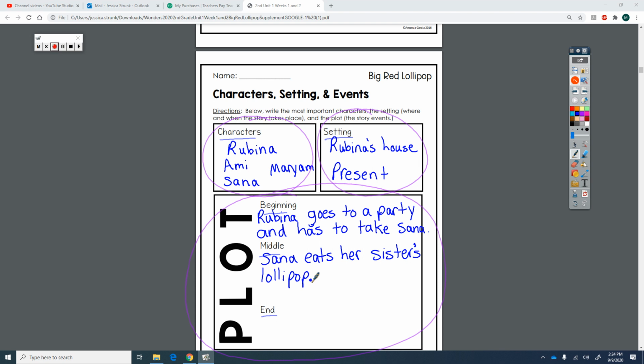That because of the party, how Sana acted at the party, does Rubina get any more invitations, any more invites? No. So we might want to put that in the middle too. We can put more than one important thing if there was more than one, but we don't want to put every little thing that happened, just the very important things. But it was very important, the part about Sana eating the lollipop. And it's important to know that Rubina didn't get any more invitations because of what Sana did. So we're going to say Rubina did not get more invitations.